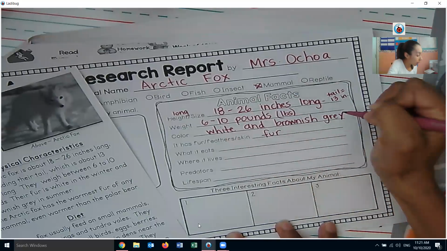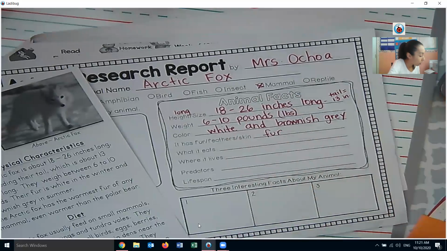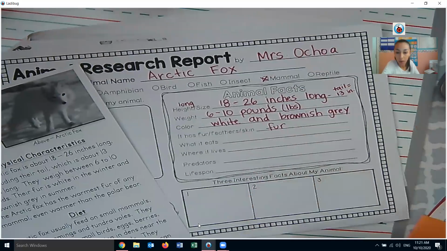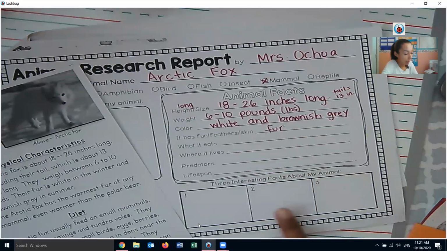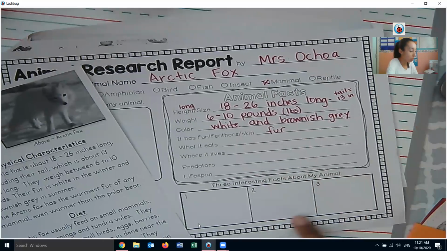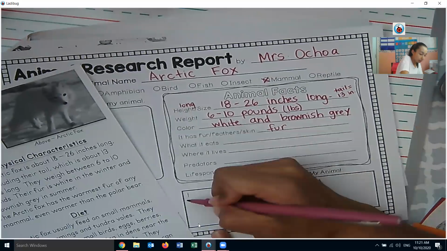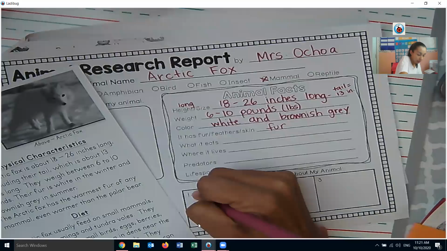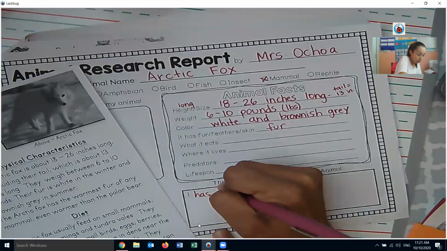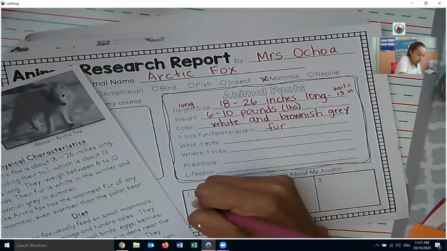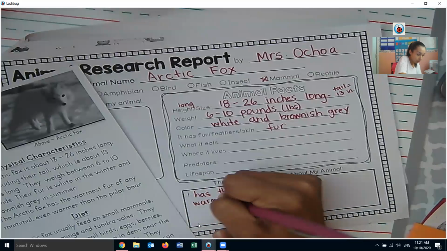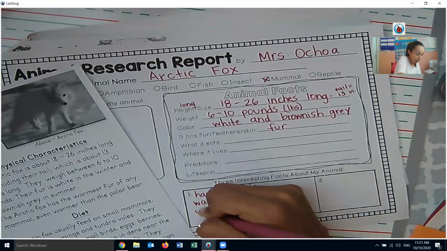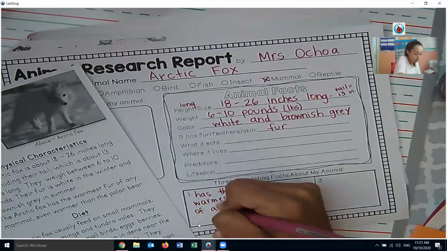And then it says, the Arctic fox has the warmest fur of any mammal, even warmer than a polar bear. Ooh, so that would be an interesting fact, what I just read. In the bottom here, there's a box where you can write 3 interesting facts about your animal. So I'm going to say, has the warmest fur of any mammal.